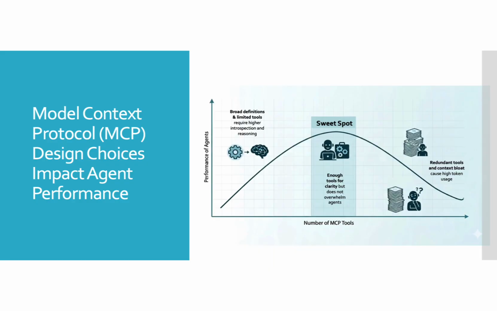A limited number of tools with broad definitions might lead to tool identification failure and LLMs spending more time in introspection and reasoning which tool to call. At the same time, exposing many granular and specific tools leads to too many options and definitions, which increase redundancy, bloat context, and increase token usage and costs.